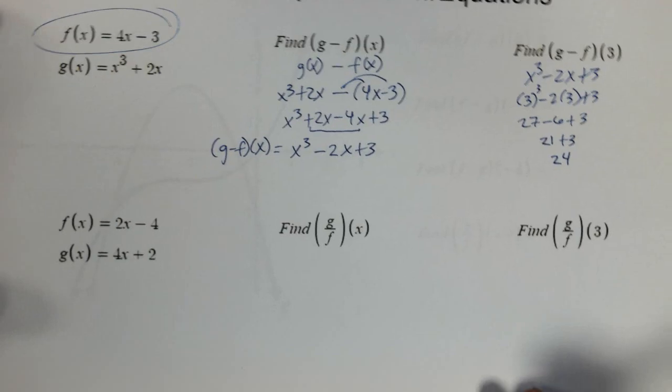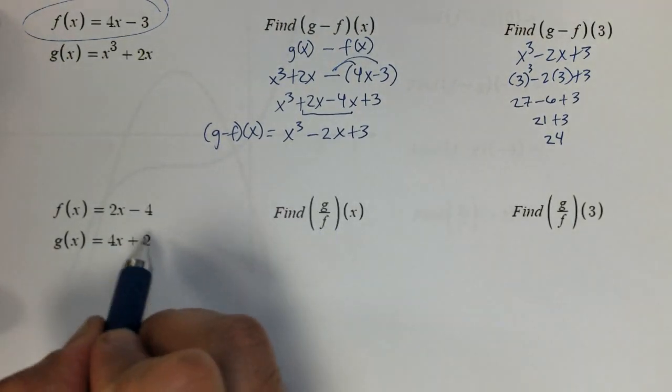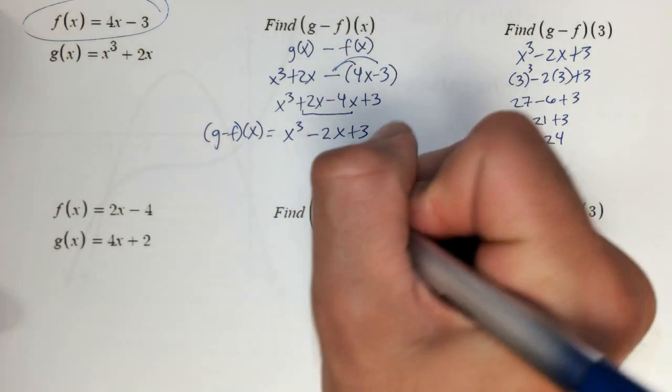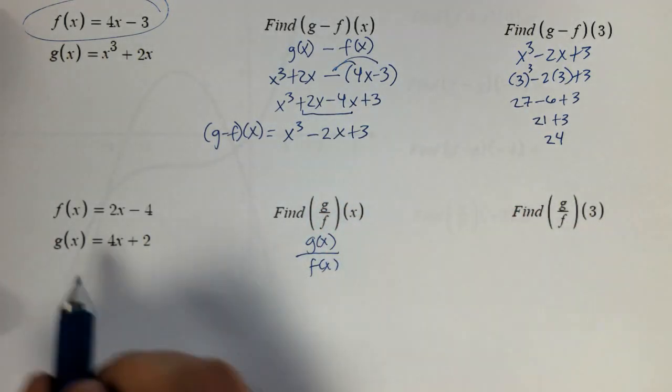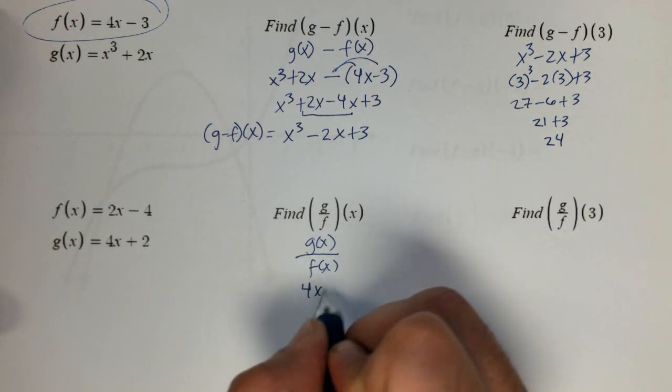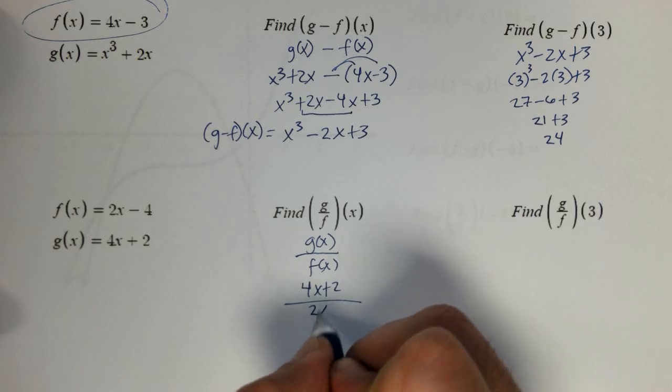All right, our last example is division. I'm going to divide g divided by f. So I'm going to take the g function. This is just g of x divided by f of x. So take g, 4x plus 2, and divide it by the other one, 2x minus 4.